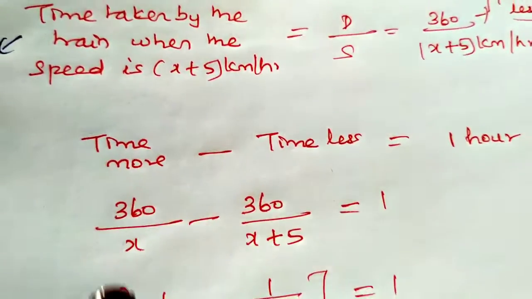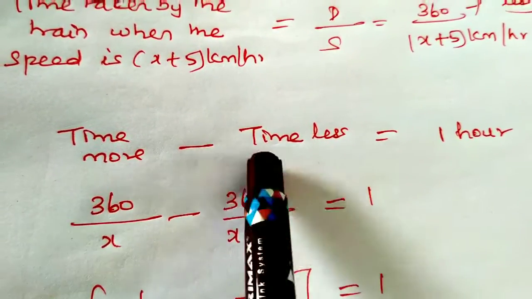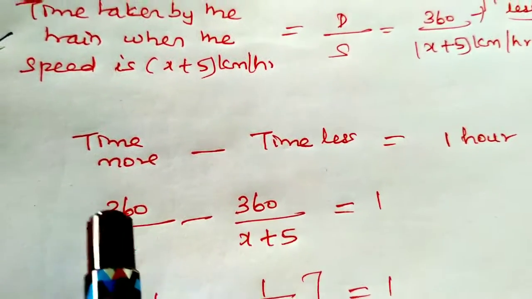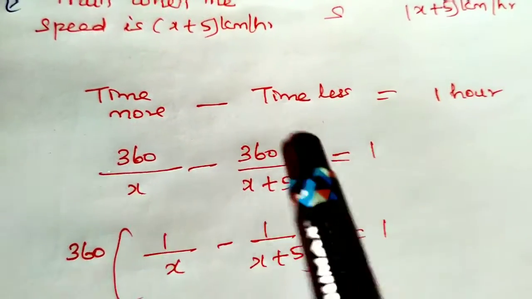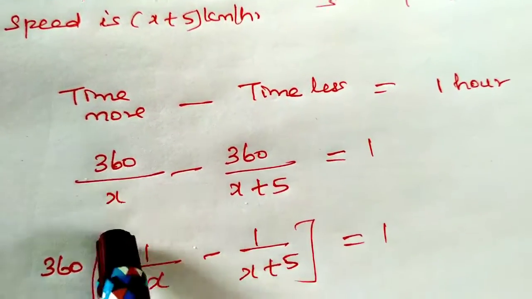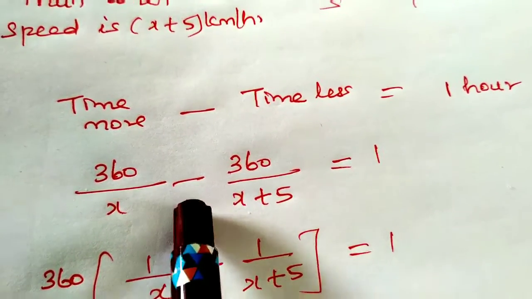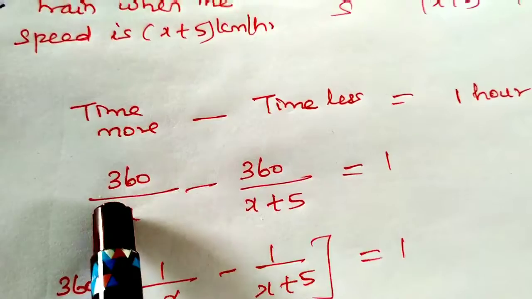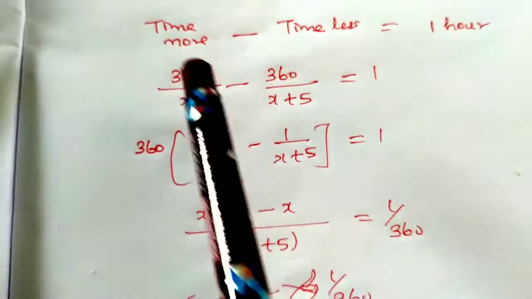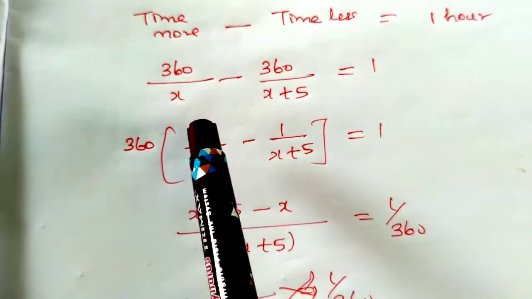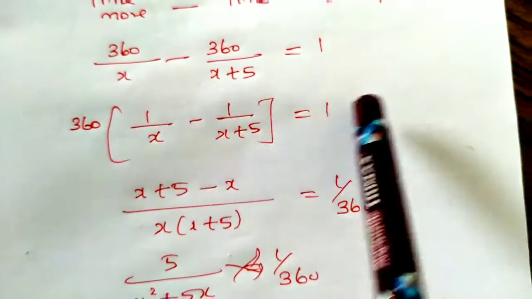Compare x plus 5: more speed, less time. Therefore, this is less speed, more time. So I wrote the more time fraction here and the less time fraction here. Always insert only a negative sign between them, because we are talking about the difference between both the timings being equal to 1. Now, how to proceed further? Take the common term 360 outside. Now you get 1 by x minus 1 by x plus 5 is equal to 1.